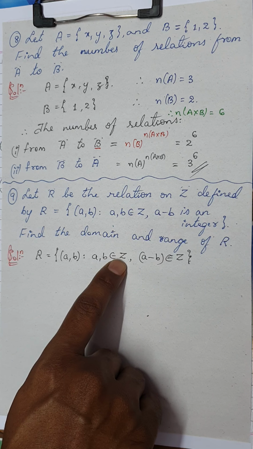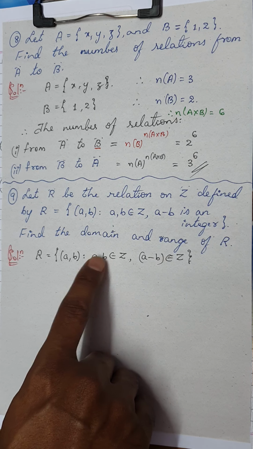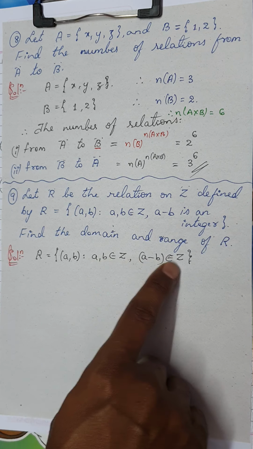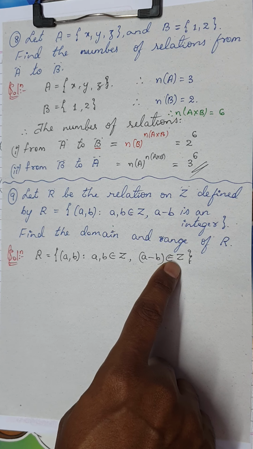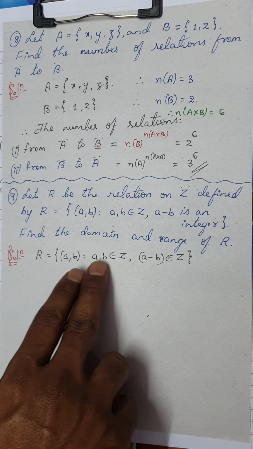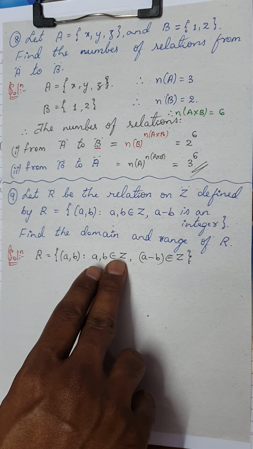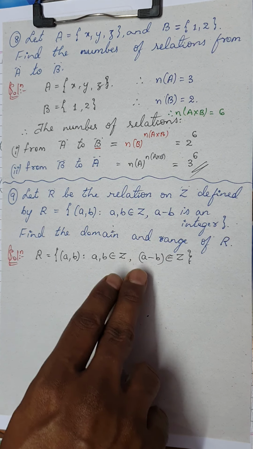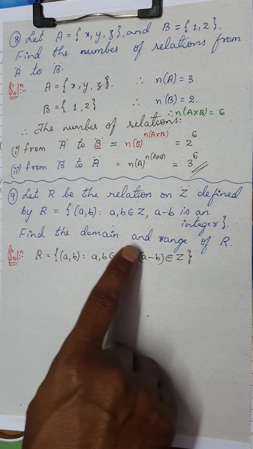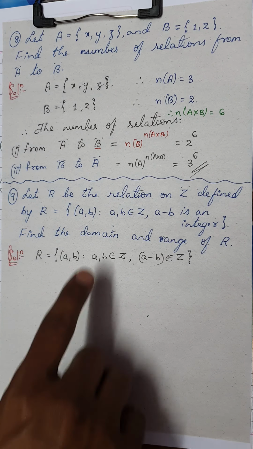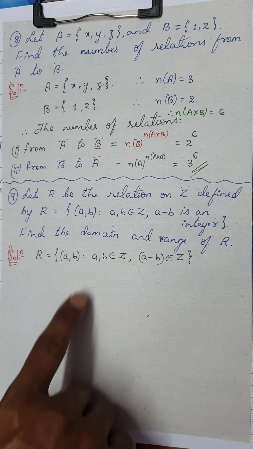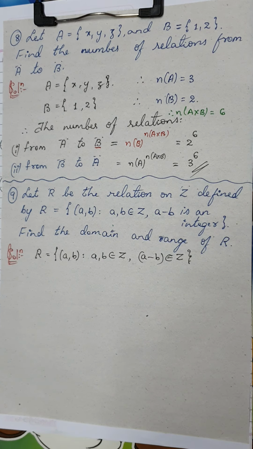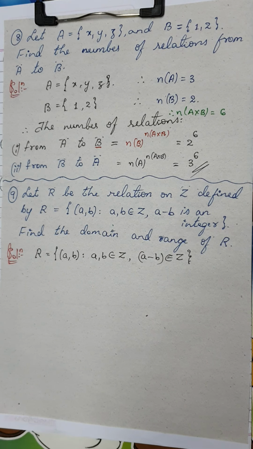We know Z is an infinite set. If you take any two elements, definitely the difference between those elements will again be an integer. I repeat, if you take any two elements from this integer set, their difference will again be an integer itself. Therefore, what will be the domain and range? It's very simple. The domain of the relation and the range of the relation are both nothing but the set Z, that is the set of integers.